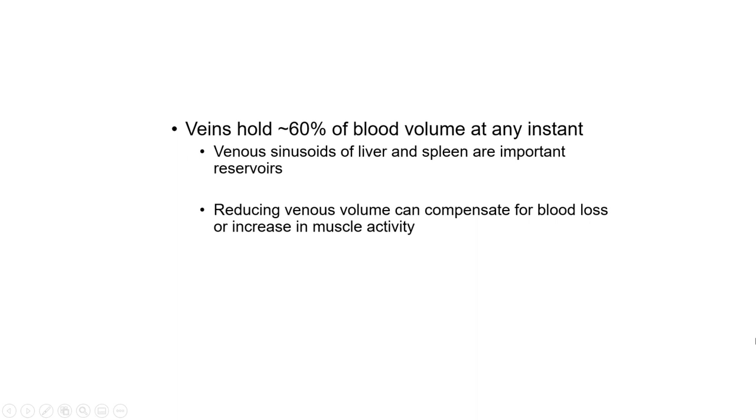Like I mentioned, veins hold about 60% of the blood at any given moment. And they can actually be a reservoir as well. You have sinusoids in your liver and spleen that actually are reservoirs of blood. Reducing venous volume can compensate for blood loss or increase in muscle activity. So different things happen as your body needs different amounts.